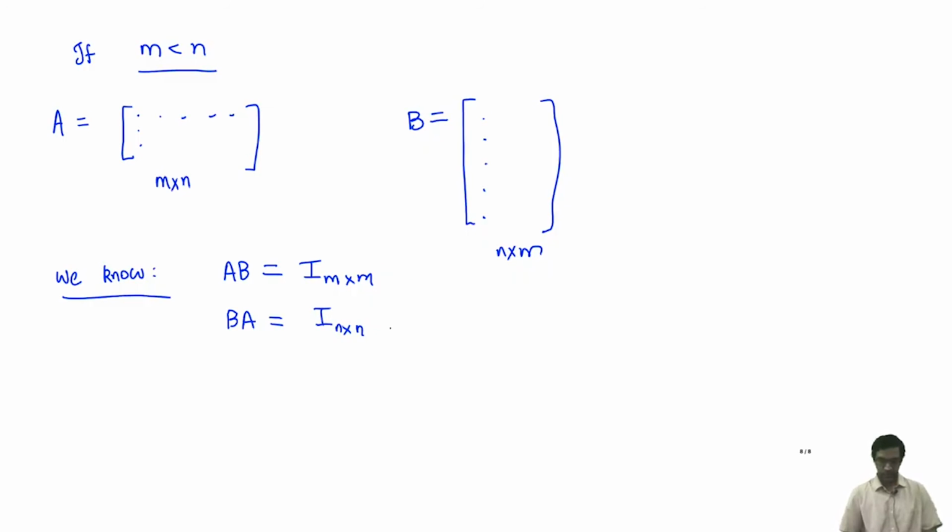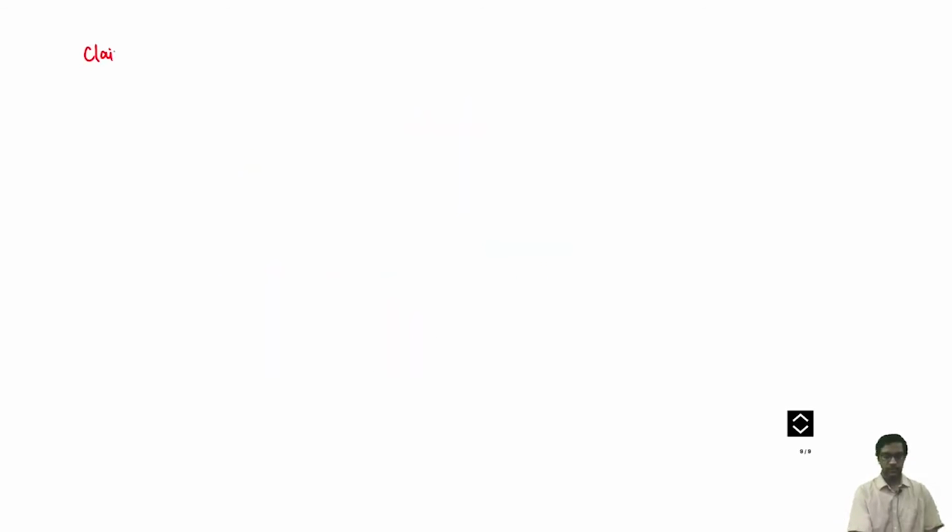The claim is that this really can't happen. When you multiply two such rectangular matrices, both can't give you the identity. Specifically we claim that this can never happen: the larger one can never be the identity matrix. So let's prove that. The claim is BA can't be the identity. Remember n is the larger number, so the larger identity matrix can never happen. So let's try and prove this.